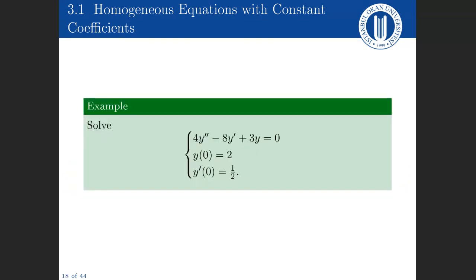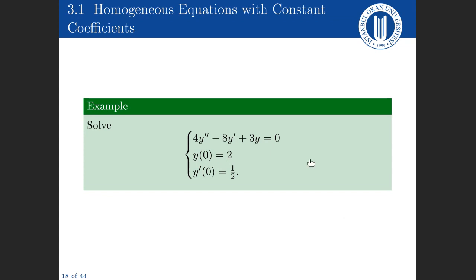Another one, solve an initial value problem. That's a differential equation, 4y double prime minus 8y prime plus 3y is equal to 0, together with two initial conditions. y of 0 is equal to 2, y prime of 0 is equal to a half.